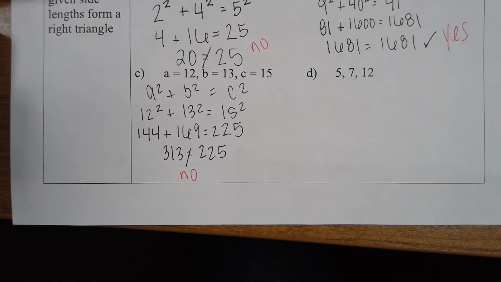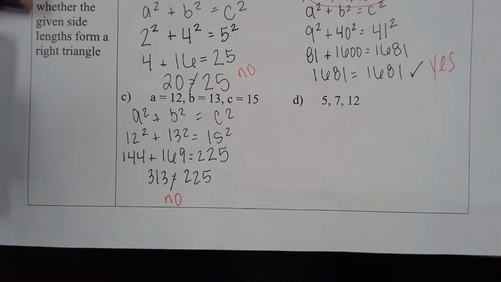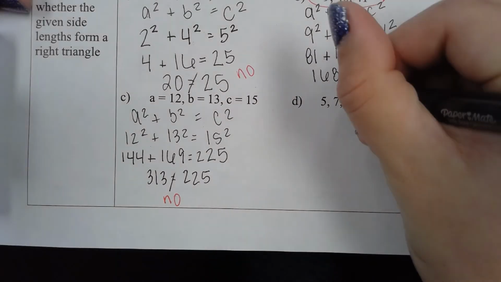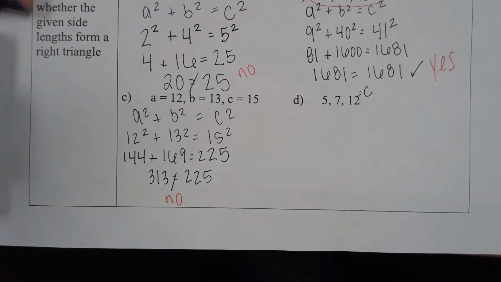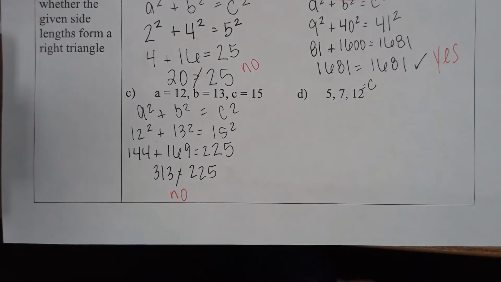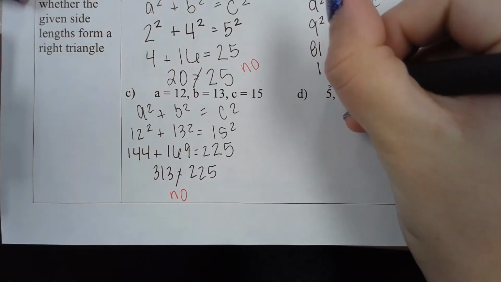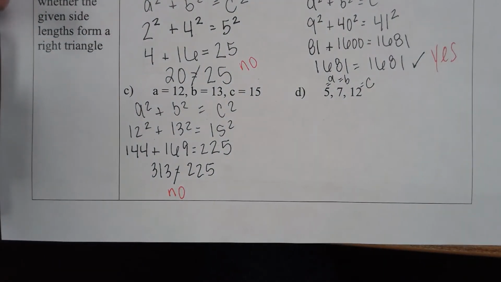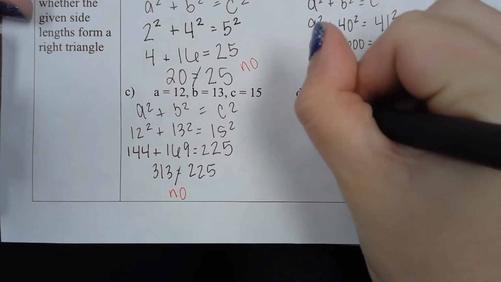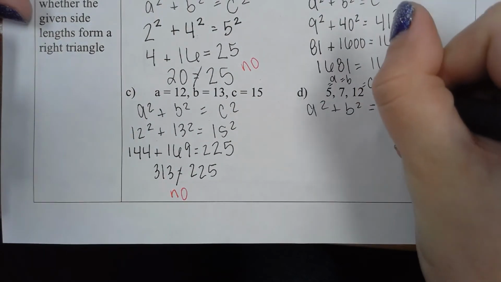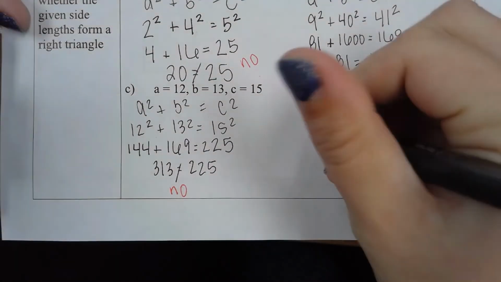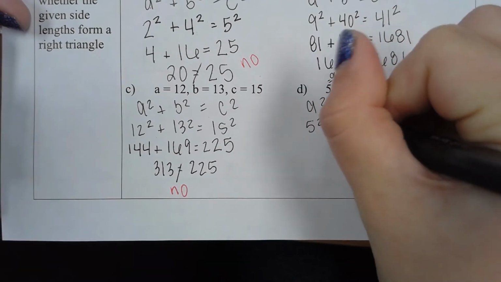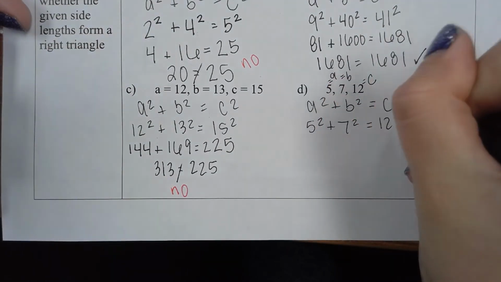Alright. And then the last one, 5, 7, and 12. Again, you should have solved that 12 is our hypotenuse, or our C, since that is the biggest side length. And then 5 and 7 are our legs. So I'm just going to label those as A and B. So when you substituted it into our formula of a squared plus b squared equals c squared, you should have had 5 squared plus 7 squared equals 12 squared.